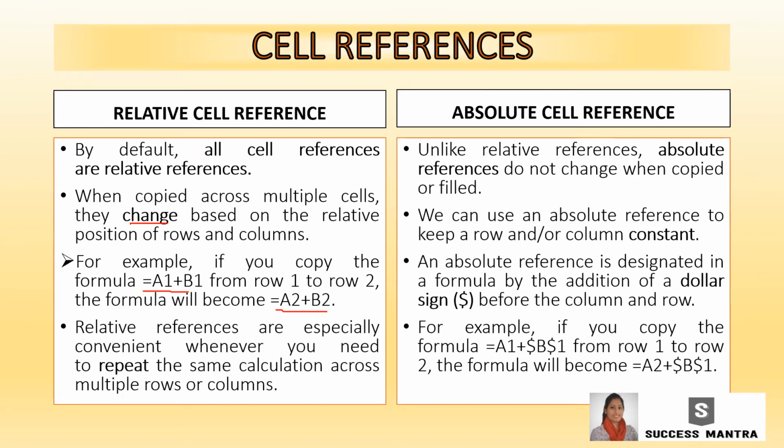We can use an absolute cell reference to keep a row or a column constant. An absolute cell reference is assigned in an equation by the addition of a dollar symbol before the row or a column. For example, if you copy the formula equals A1 plus $B$1 from row 1 to row 2, the formula will become equals A2 plus $B$1 because here B1 is constant because it's an absolute cell reference.